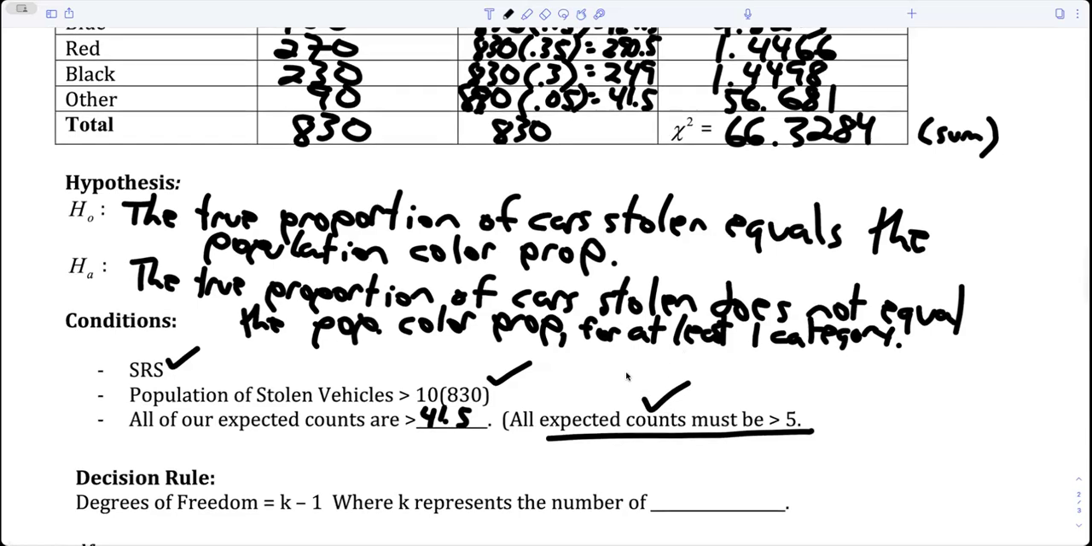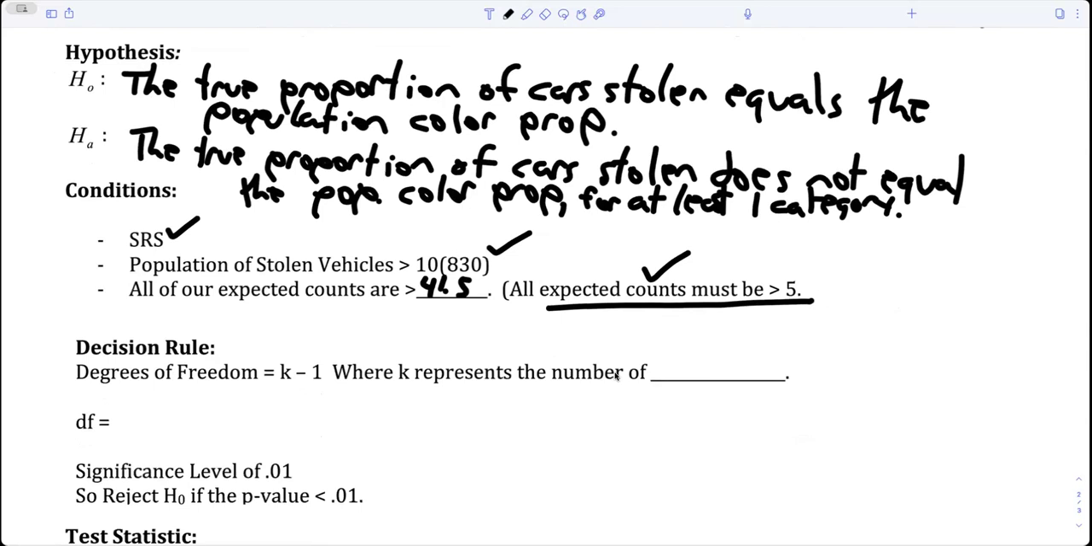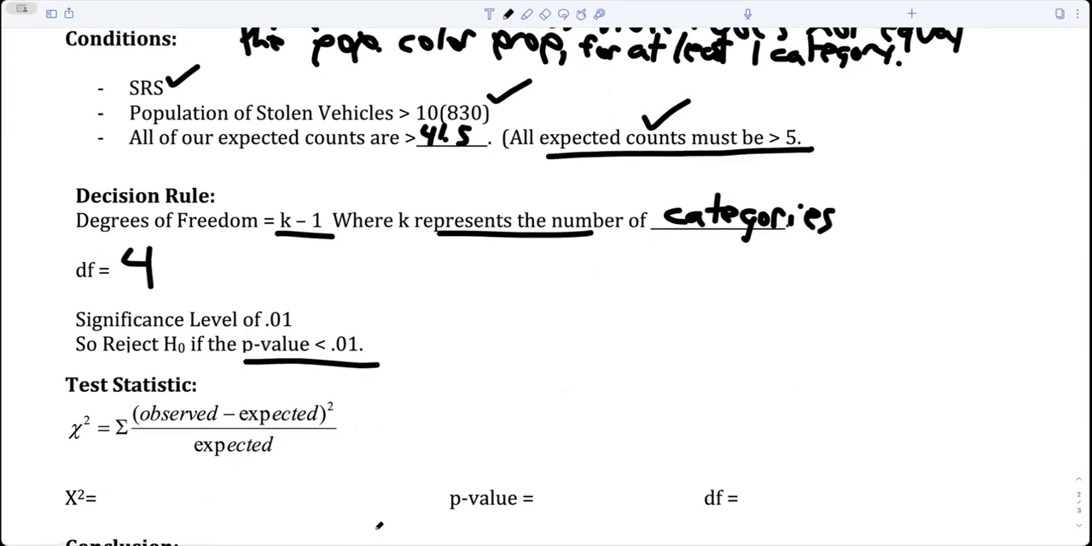When you're doing a chi-square test, you also have a degrees of freedom. And so the degrees of freedom is going to be k minus 1, where k represents the number of categories. Okay, and so there were 5 categories in this case, 5 different colors. So my degrees of freedom will be 4. Significance level of 0.01, and we're going to reject H naught if the p-value is less than 1%. Okay. So now we're going to take our little calculators.